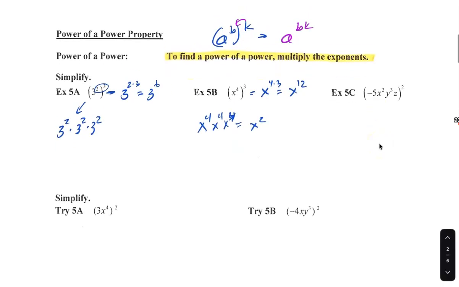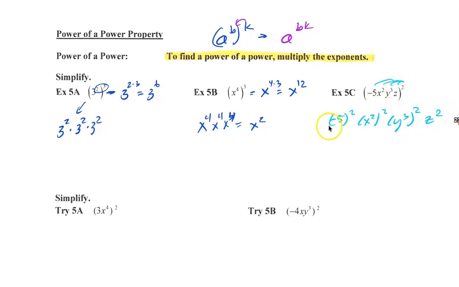So in this case, same idea, that 2 is going to go with every single one. So (-5) squared, (x squared) squared, (y cubed) squared, z squared. Z doesn't have a power itself, so it's like that. (-5) squared is 25. (x squared) squared is x to the 4th. (y cubed) squared, when we multiply those two, we get y to the 6th, and then we get z squared. So that's a power to a power. So with a power to a power, you multiply.